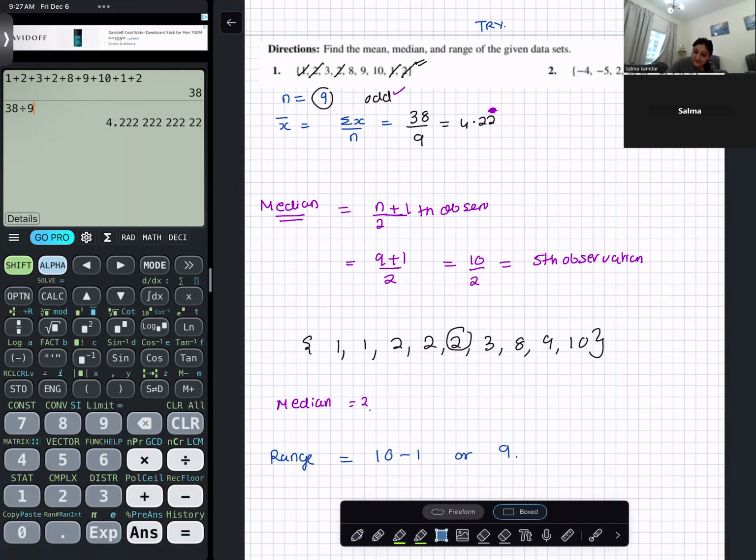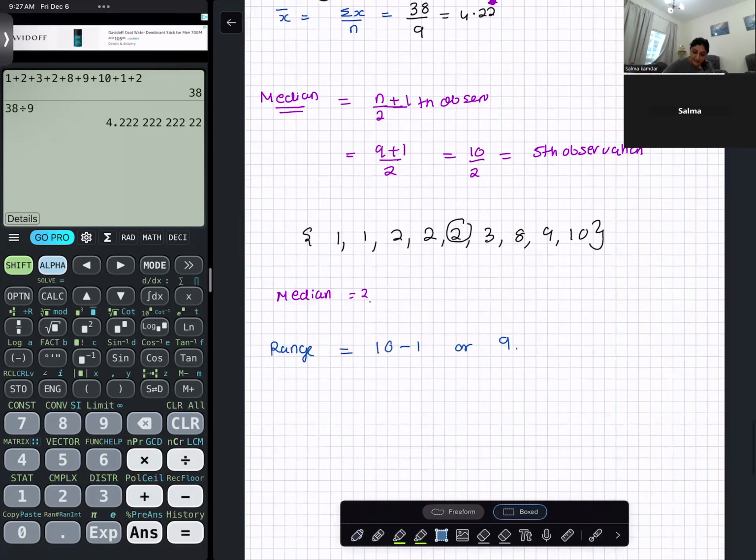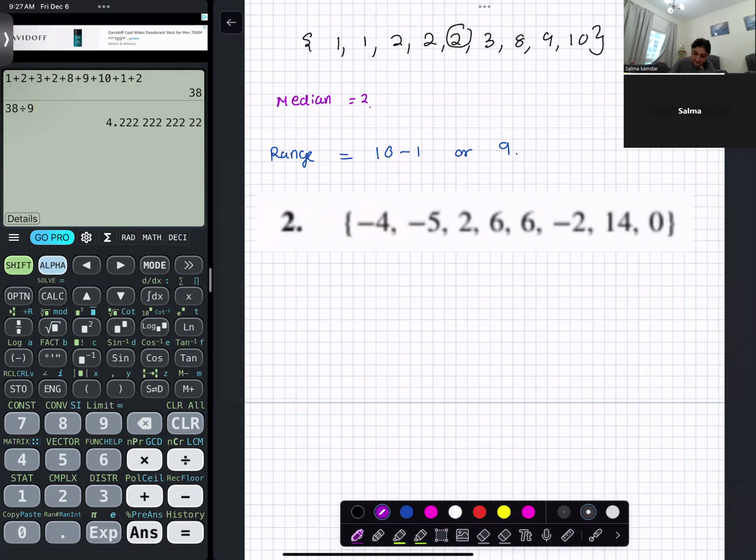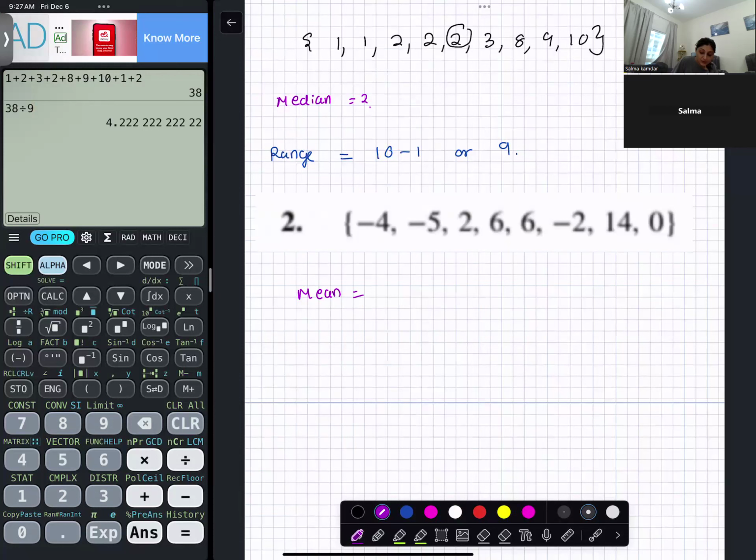You can do the second question yourself. You have to find the mean, median, and range. This is the second question. I'll give you the answers over here. Your mean would be 2.125. Your median will be 1 and your range would be 19.